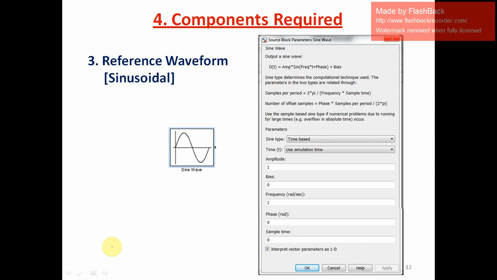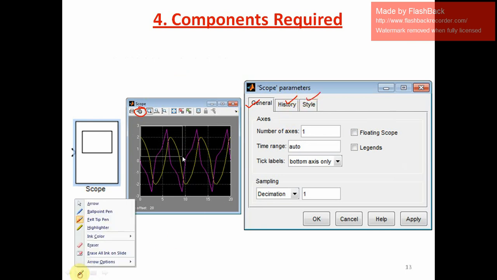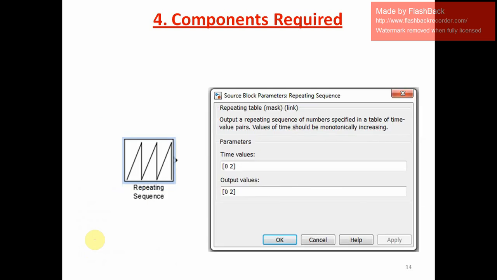This is the sinusoidal waveform. Then we need the scope. While handling the scope, we need to understand how the settings work. This is the settings block, the parameters block, and there are three important parameters: general, history, and style. We will see these during the tutorial, in the exact hands-on simulation. I will show you with the help of the proper MATLAB software how to set the parameters of the scope.